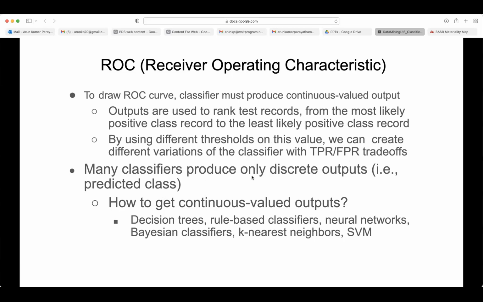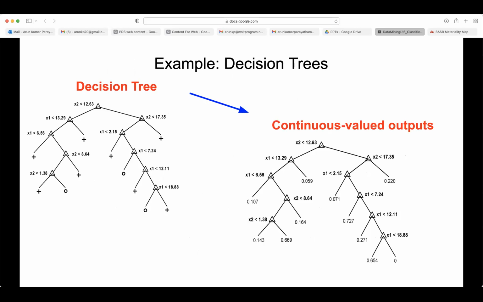Many classifiers produce only discrete outputs, that is, the predicted class. In decision trees, you won't get a probability prediction directly, but we will convert it. How to get continuous valued outputs? Decision trees, rule-based classifiers, neural networks, Bayesian classifiers, k-nearest neighbors, SVMs, all these things. If you see this decision tree, when it comes to the leaves, you are writing either positive or negative: 0 means negative, plus means positive. How are we changing that to continuous valued outputs? What are the values at the leaves for this right side decision tree?